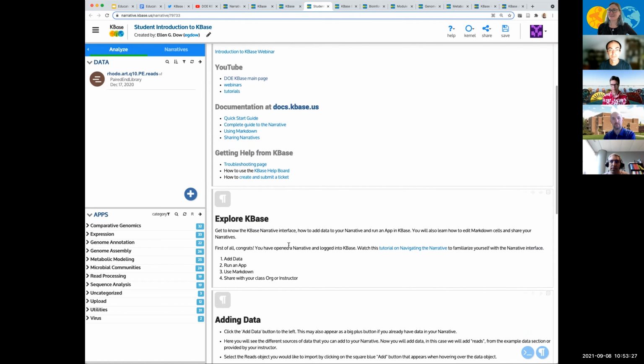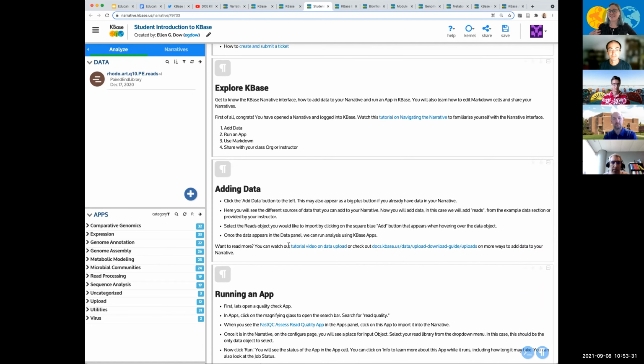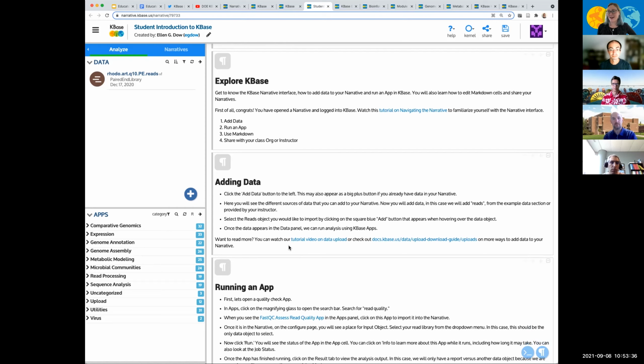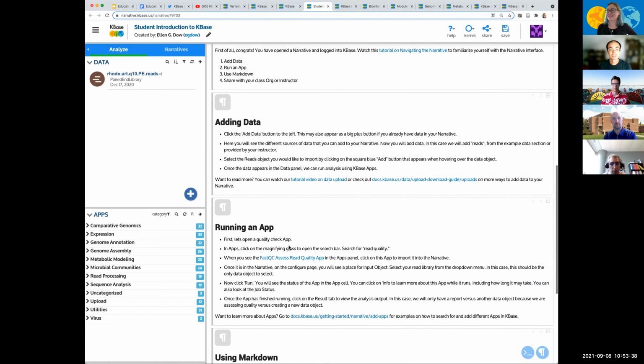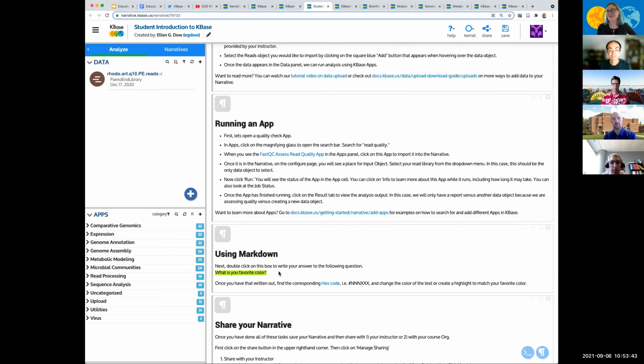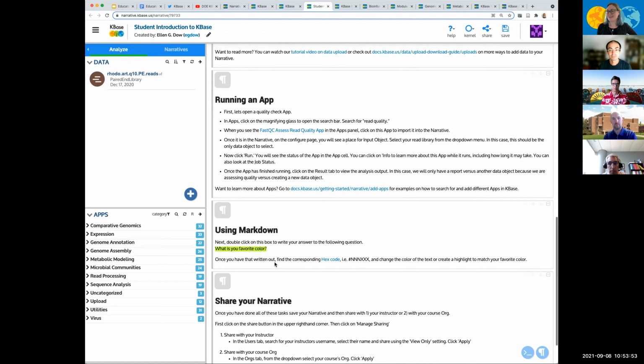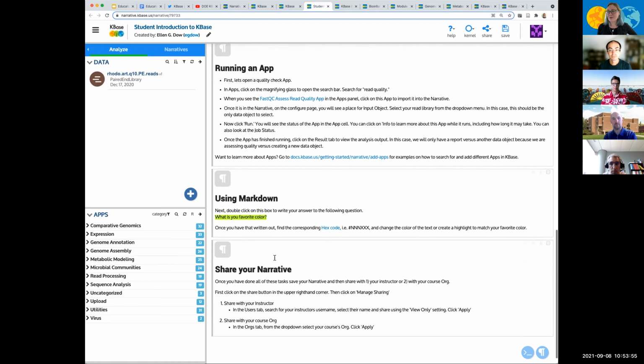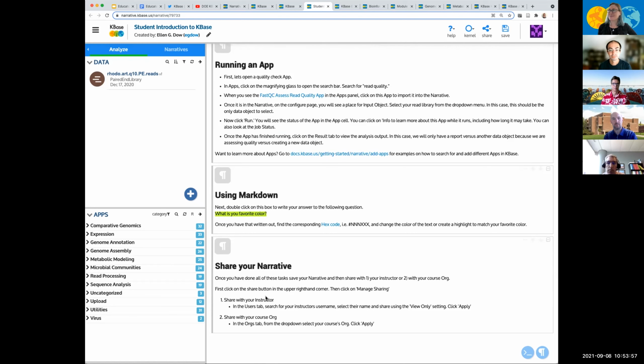And I used this activity a bit with some high school students this summer. So I had them go through and add some data to a narrative, run an app, and as well as use Markdown. So we have these text cells within the narrative that you add different questions or answers to if you're a student. And so I had some students play around and work with this, and they seem to be quite adept at learning how to do it with this.